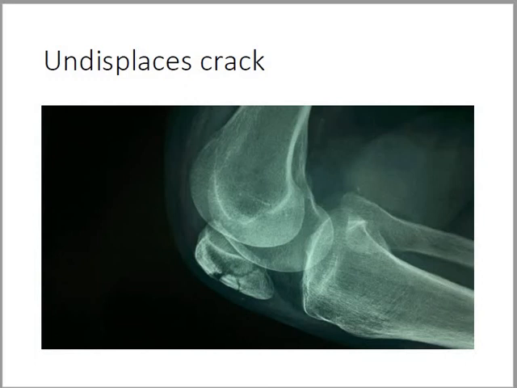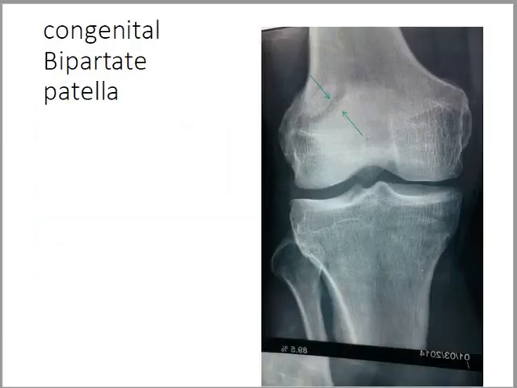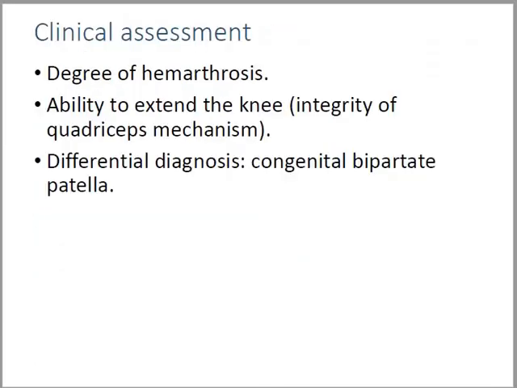Clinical assessment. Next slide. How to assess clinically. Of course, as we expect, this is a trauma to the patella, which is part of the knee joint. There will be some degree of hemarthrosis. If it is a very big hemarthrosis you have to aspirate it, meaning if there is a lot of bleeding you have to draw it off.